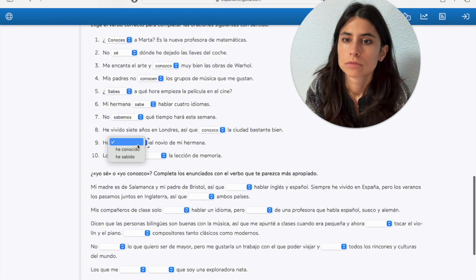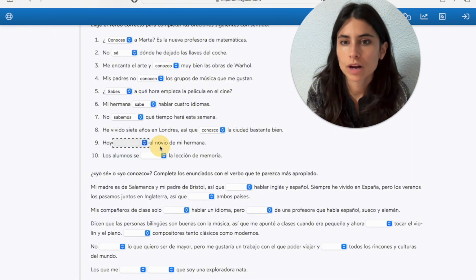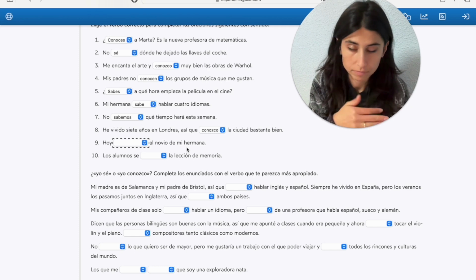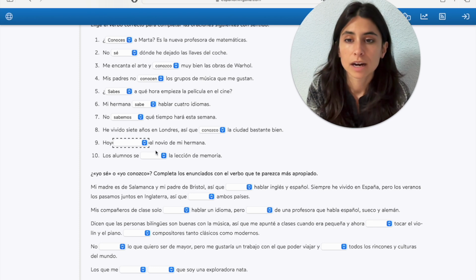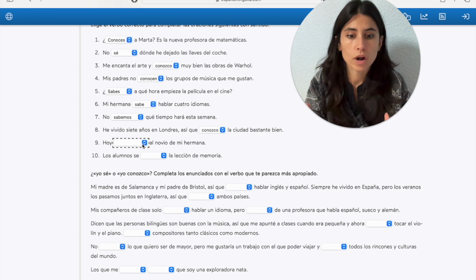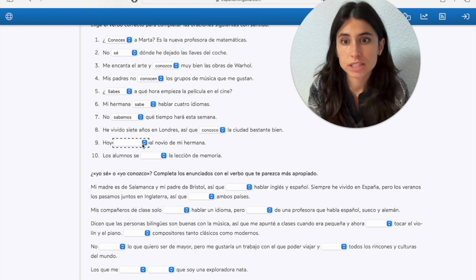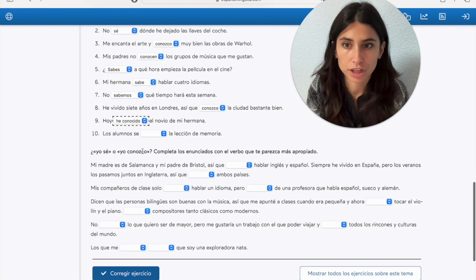Hoy he conocido, he sabido al novio de mi hermana. Again, it's a person. Today I met my sister's boyfriend. It's someone you've become familiar with, you've got to see this person, you have conocido this person, conocer.